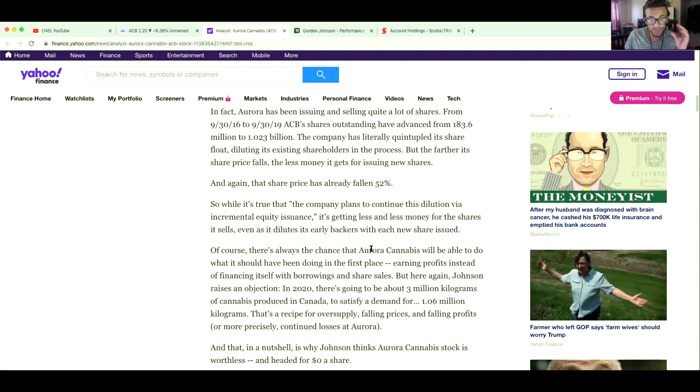Of course, there's always the chance that Aurora will be able to do what it should have been doing in the first place, which is earning profits instead of financing itself with borrowings and share sales. But here again, Johnson raises an objection. In 2020, there's going to be about 3 million kilograms of MJ produced in Canada to satisfy a demand for 1.06 million kilograms. That's a recipe for oversupply, falling prices, and falling profits, or more precisely, continued losses at Aurora.